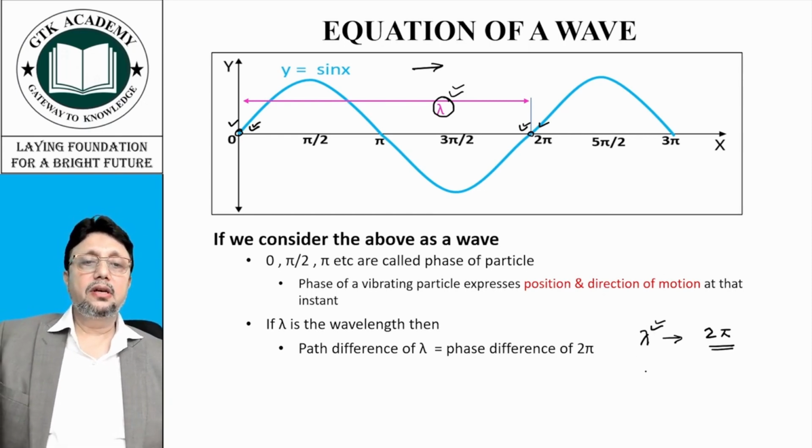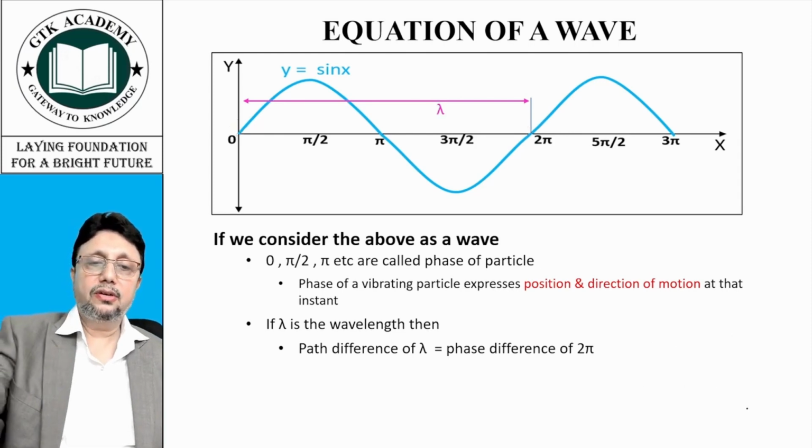That means unit path will have a phase difference of 2 pi upon lambda. X distance will have a phase difference of 2 pi upon lambda into x, right?